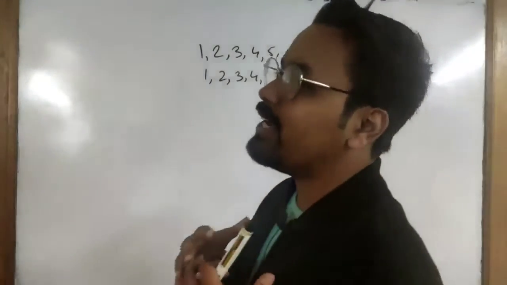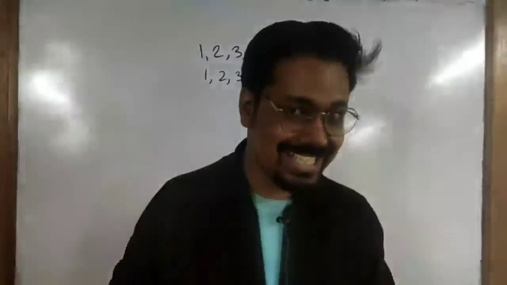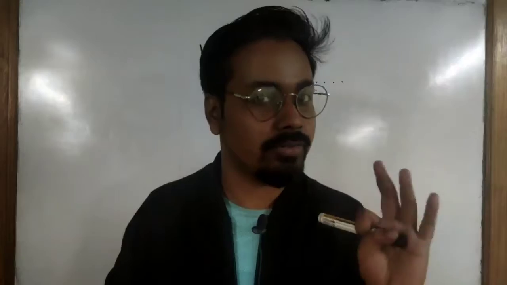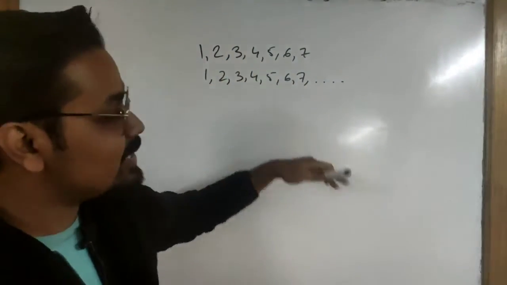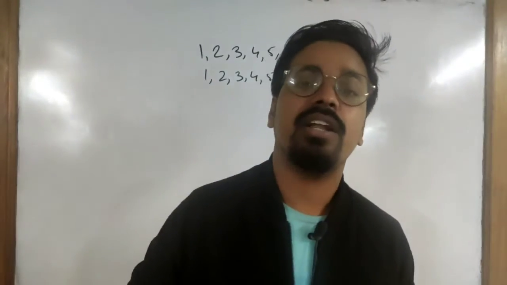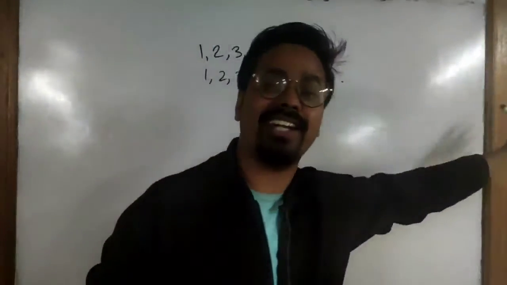Again, finite series means the number of terms in a series is finite, meaning you can count the number of terms. How many terms are here? 1, 2, 3, 4, 5, 6, 7 terms are here. In an infinite series, the number of terms is uncountable, so you don't know where it will end. As a result, this is an infinite series.